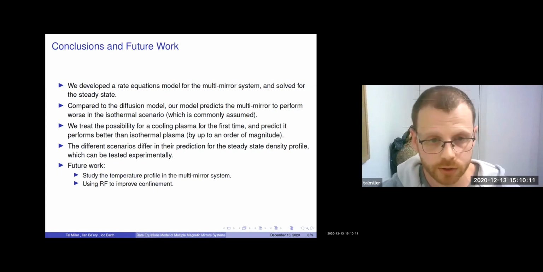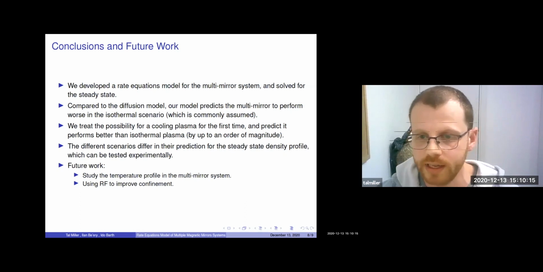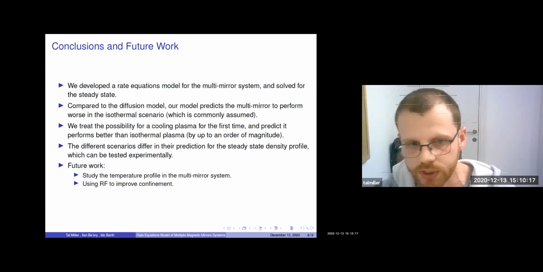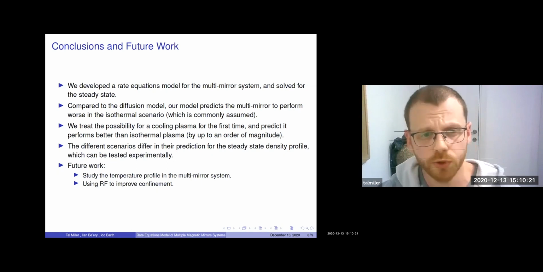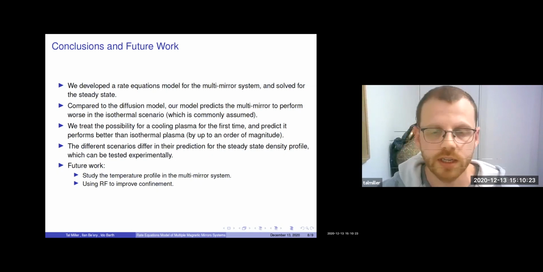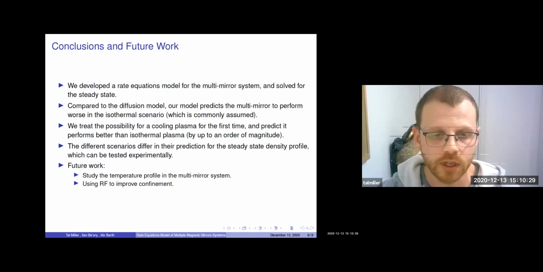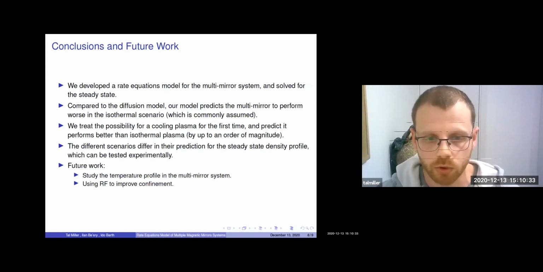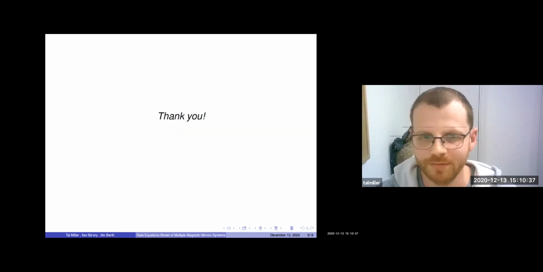The different scenarios we tried differ in their prediction for the steady state density profiles inside the multimirror section. This can be tested experimentally. For future work, we intend to study the temperature profile in the multimirror system and attempt to use RF fields to improve confinement by attempting to reduce the outward flowing loss cone. Thank you.